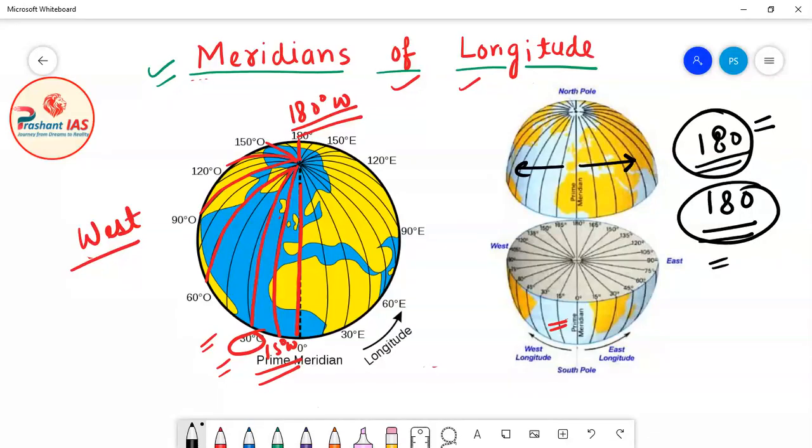Okay, so now friends, let us count how many meridians of longitude there are. So now there is one assignment for all of you.